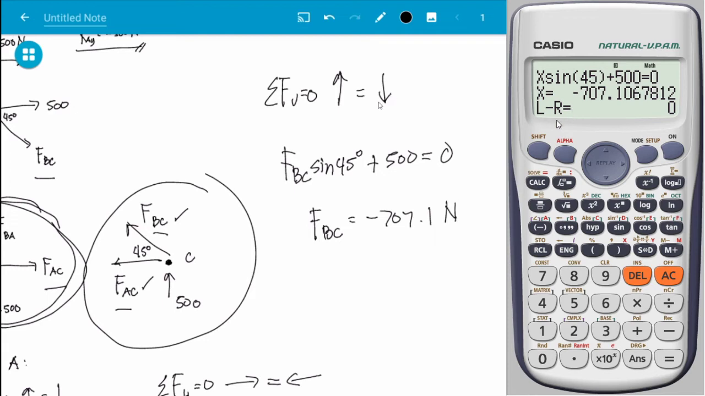Newton. Okay? So, ito yung sagot natin. Anyway, you can just use basic algebra. So, transpose mo yung 500. I-transpose natin yung 500. So, magiging negative 500. And then, divide that by sine 45.